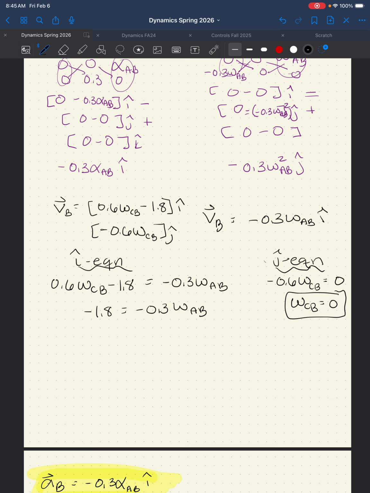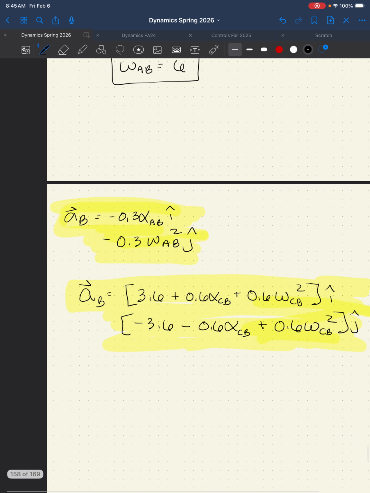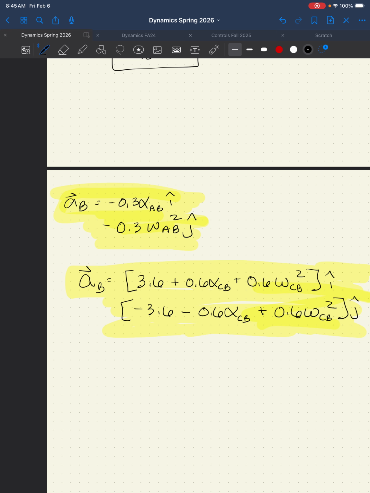Should be able to solve that. Omega AB equals 6. Okay, great. That's 2 unknowns figured out. Now let's look at the other set. Let's look at acceleration of B.